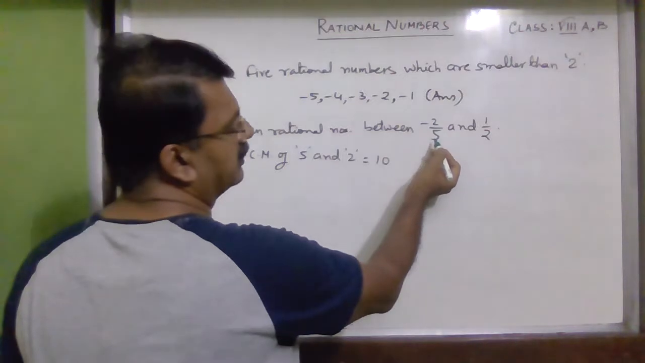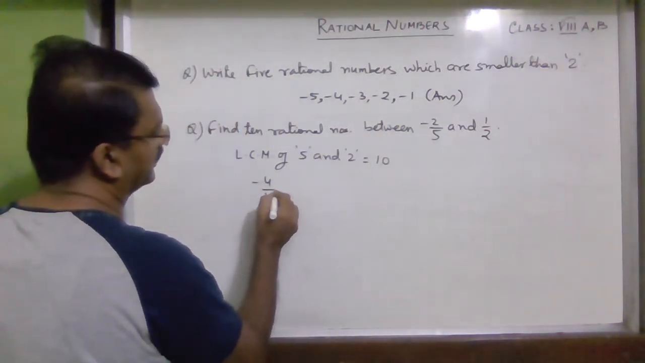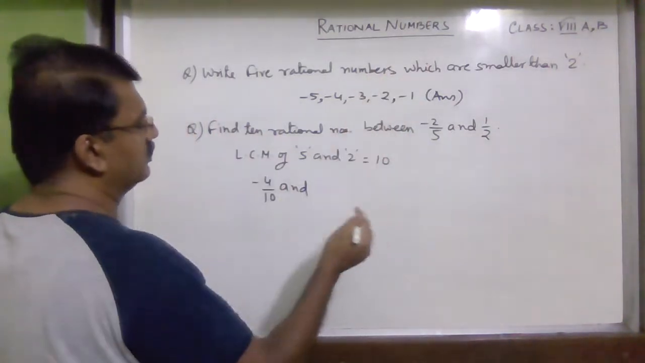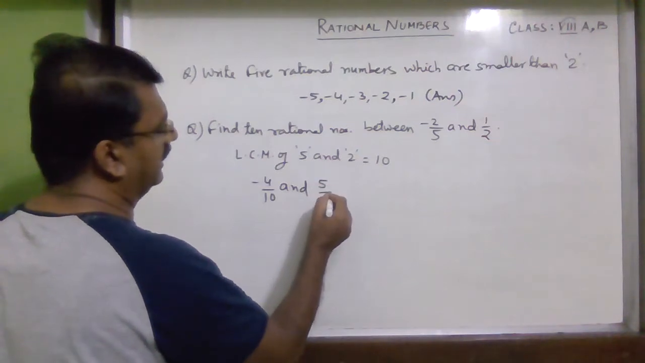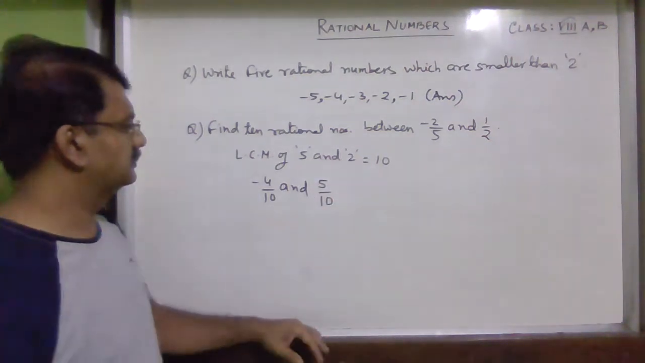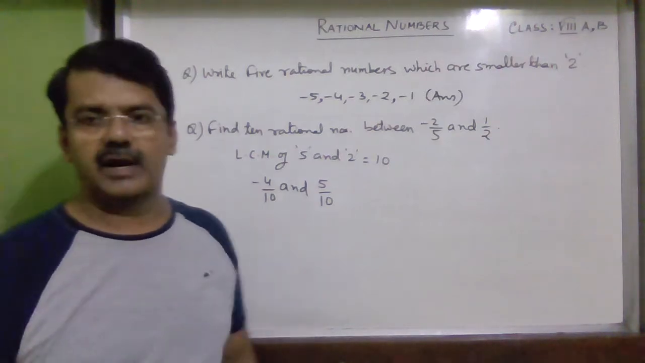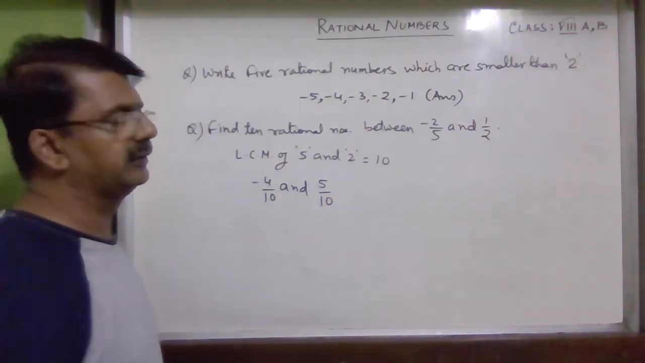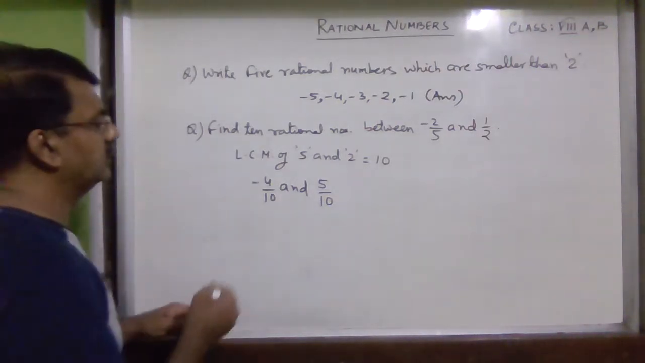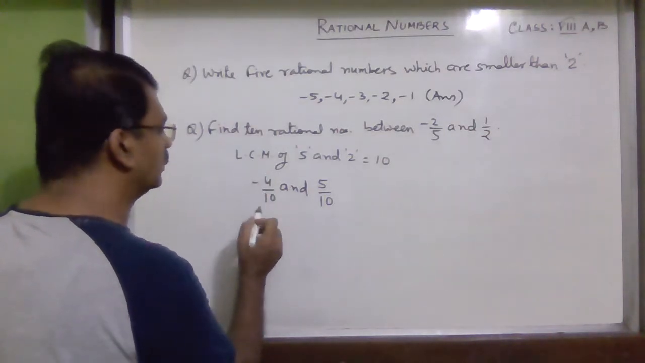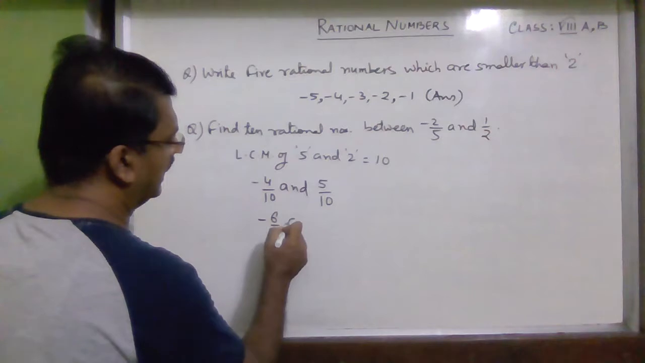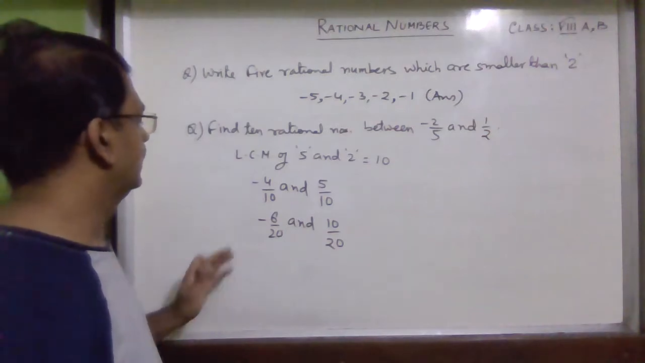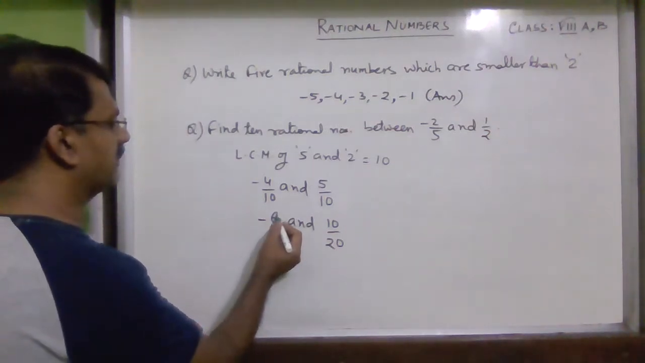Now you multiply numerator and denominator by 2, so it will be minus 4 by 10. And there you multiply by 5 in the numerator and denominator, so it is 5 by 10. Now you see between minus 4 and 5, how many integers are there? Minus 3, minus 2, minus 1, 0, 1, 2, 3, 4. So we are getting only 8. So what we do? We multiply both numerator and denominator by 2. So it is minus 8 by 20, and here also 10 by 20. Now easily you can find 10 numbers between minus 8 and 10.